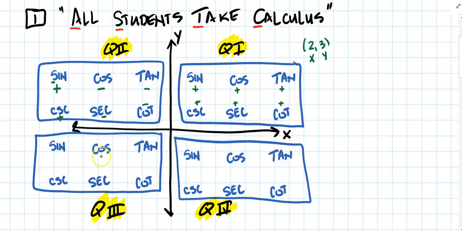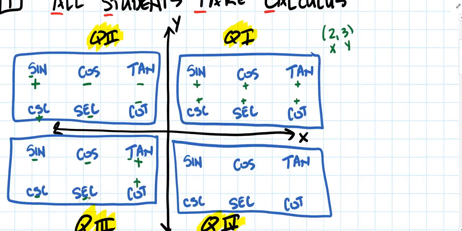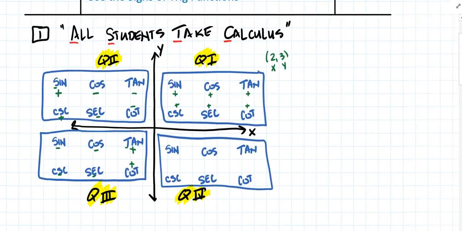T in take is going to be quadrant 3, meaning that the tangent is positive, and that means cotangent is also positive. Of course, sine and cosine are both negative. That makes cosecant and secant also negative. And then finally, C for calculus means cosine. So cosine is going to be positive, and secant is going to be positive. That makes sine and cosecant negative, and tangent and cotangent negative.